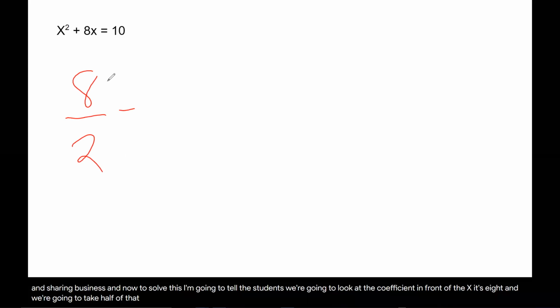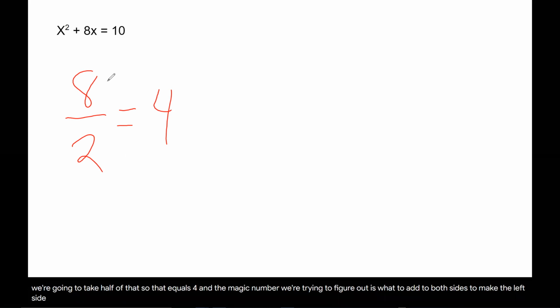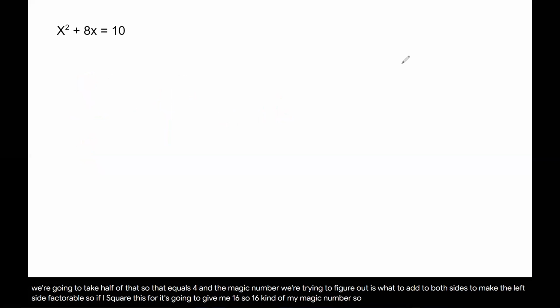And now to solve this, I'm going to tell the students, we're going to look at the coefficient in front of the x. It's 8, and we're going to take half of that. So that equals 4. And the magic number we're trying to figure out is what to add to both sides to make the left side factorable. So if I square this 4, it's going to give me 16. So 16 is kind of my magic number. So I'm going to add 16 to both sides.